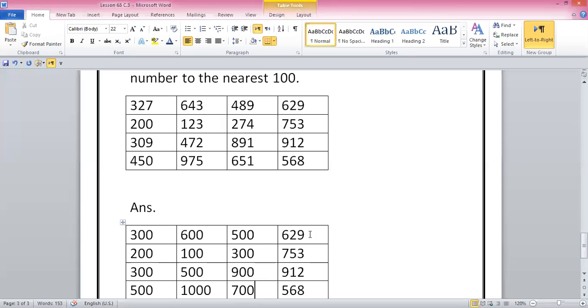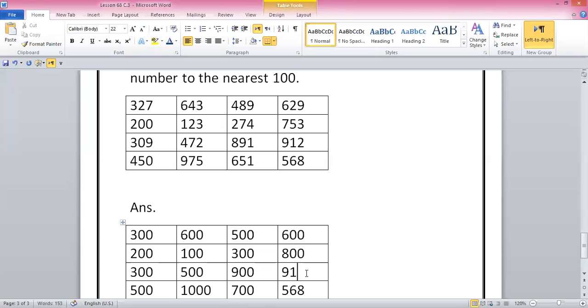Guys, you all need to participate. Only 2-3 students are answering. 629. 600. Are you sure 600? Yes. 753. 800. Very good. Why 800, guys? Because this is 5. When you have a value on the tens place 5 or greater than 5, then you will add 1 on the hundreds place, so it becomes 8, and 5 and 3 will be 0. So 800. Very good.